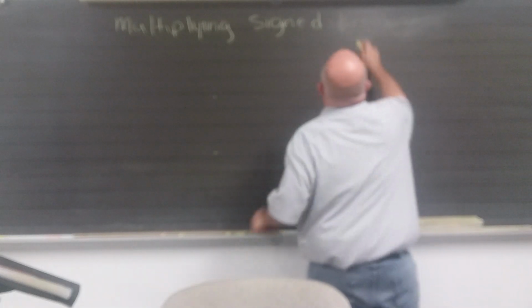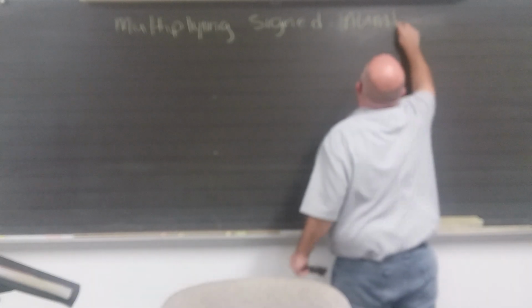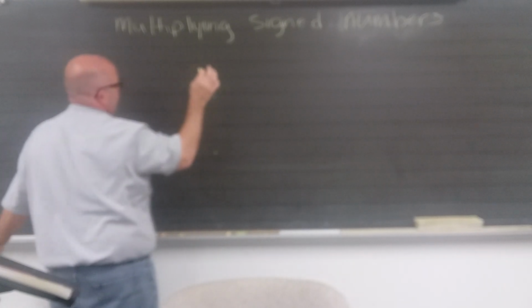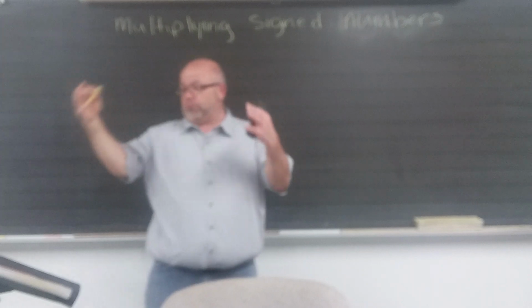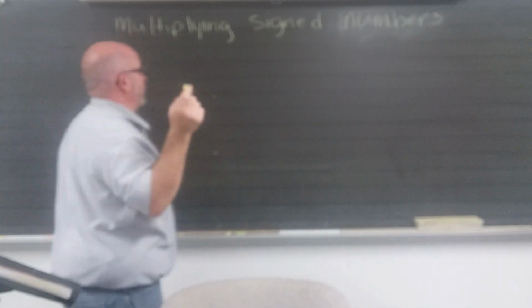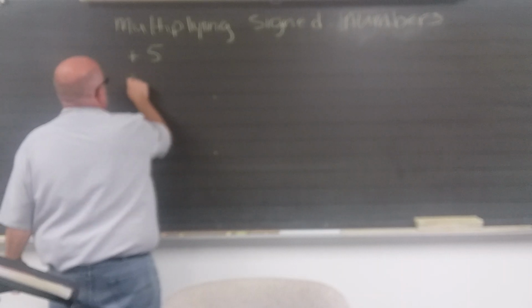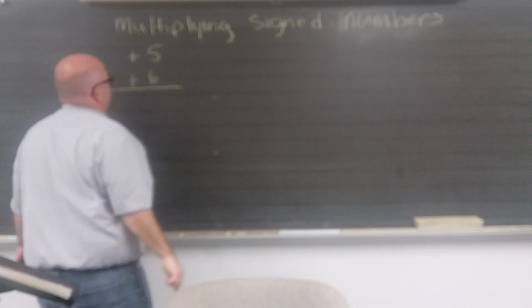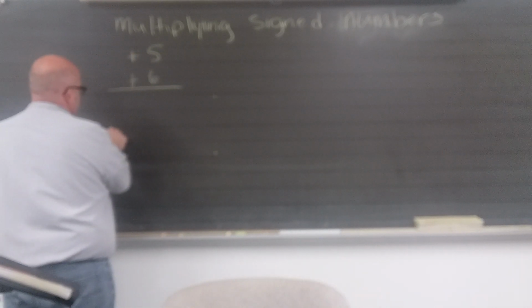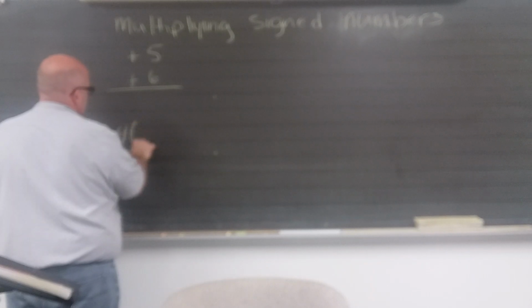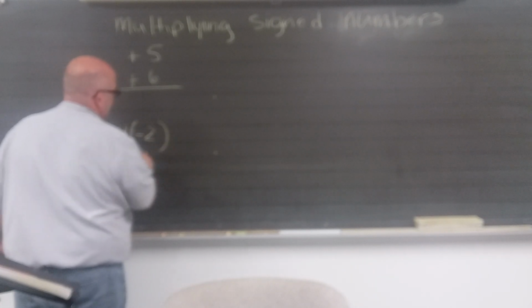So, multiplying signed numbers. However they have that written out, you're multiplying. If it says product, you're multiplying. They don't have a multiplication sign in it. They will write it either like this, plus 5 and plus 6. Then you're supposed to multiply them. Or they will write -4 and -2. And you're supposed to multiply.